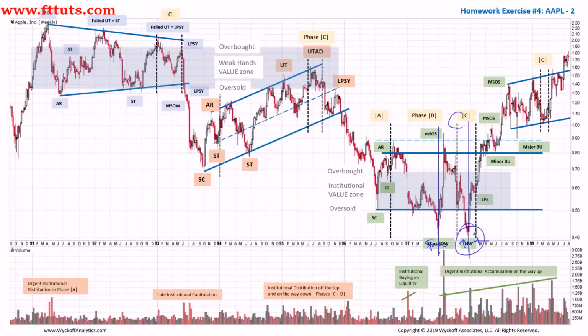But this one right here is a higher low. All right, first trading range, phase C, failed upthrust, not upthrust after distribution.